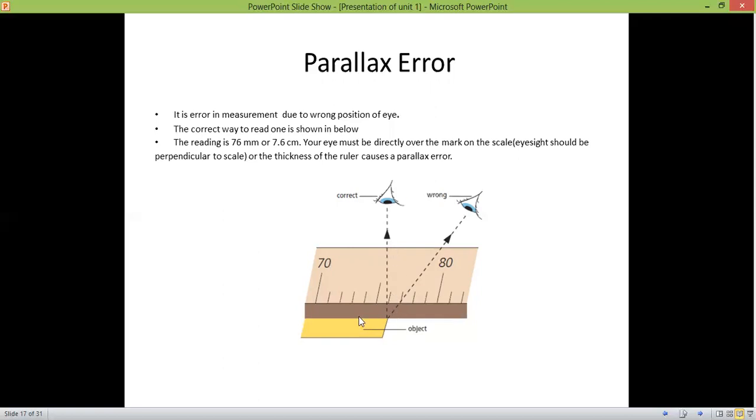Eyesight should be perpendicular to the scale. That means it should be making an angle of 90 degree with the scale, and it should be directly above the division which is to be read. This is the wrong position of the eye, because over here eyesight is not making an angle of 90 degree with the scale. So this is the correct position.